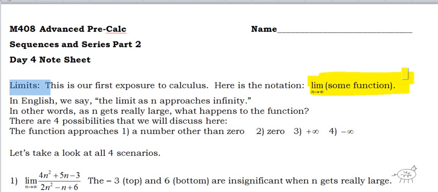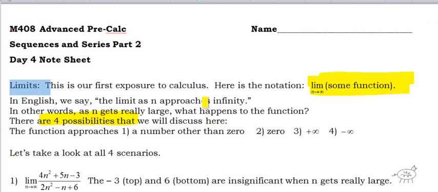Anyway, in other words, as n gets really large, what happens to the function? That's what I want to do. You're going to have some variable in there, and that variable is going to get huge. I want to know what's going on with that whole function. So we're going to talk about 4 possibilities that we're going to discuss here.